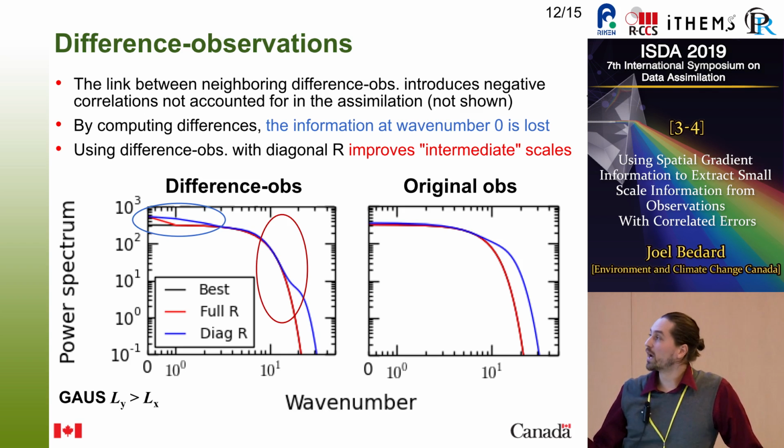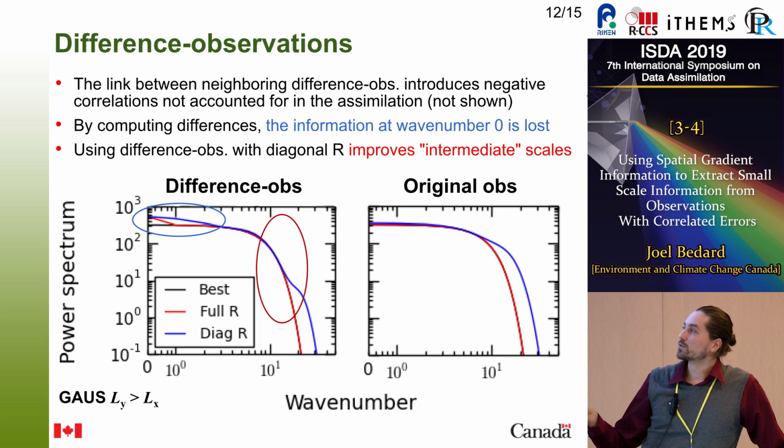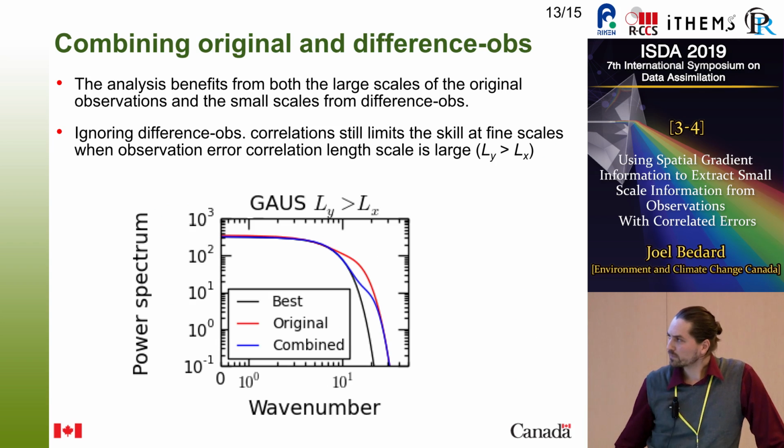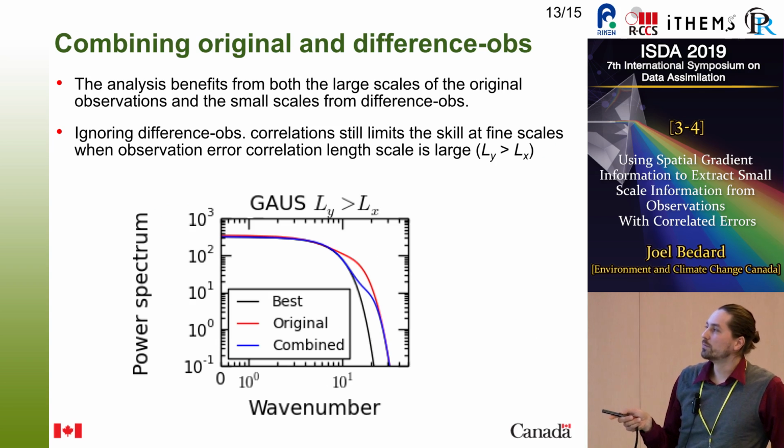So the idea is to combine those: the original observations to get the large scales right, and then the different subsets to get the intermediate scales. So this is what I show here. In red, it's the results from the original approach, and in blue, it's the combined approach. So we see that with the combined approach, we still do pretty well at the large scales, but we're able to improve the analysis error in the medium scales.